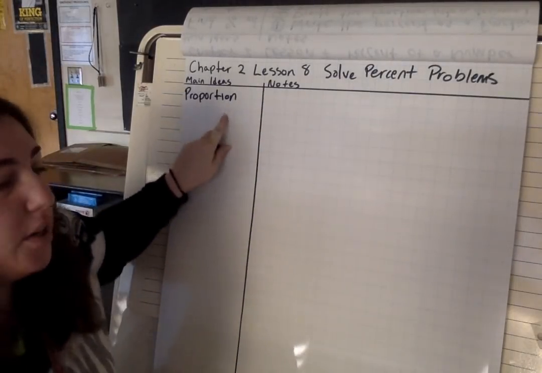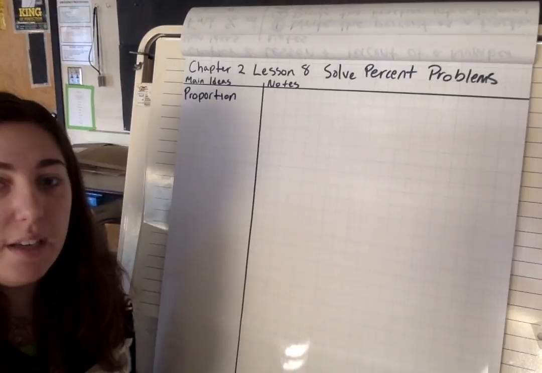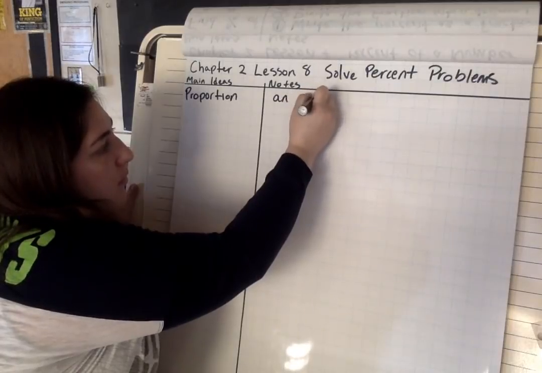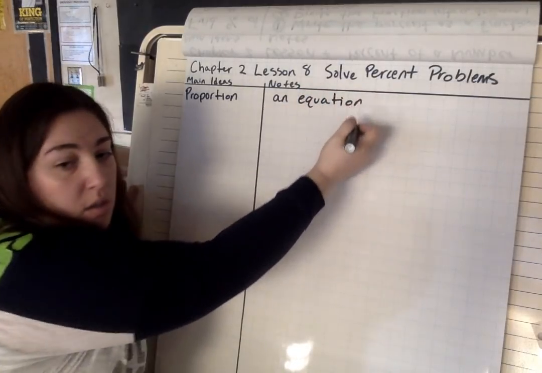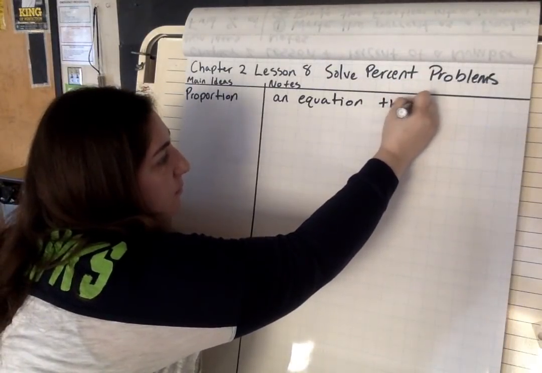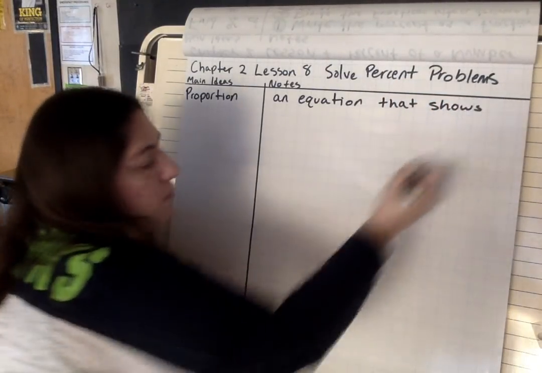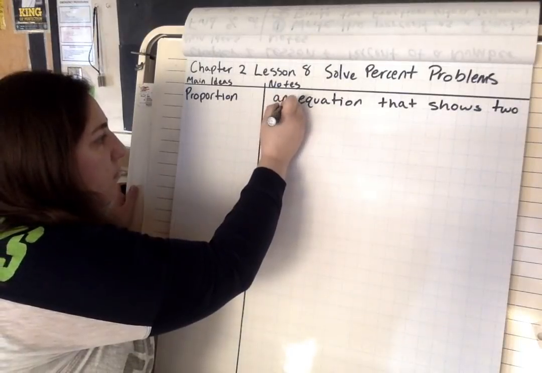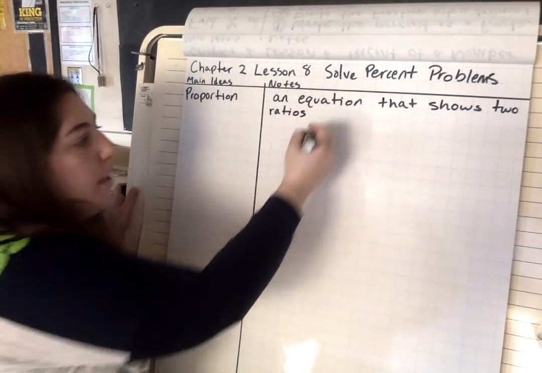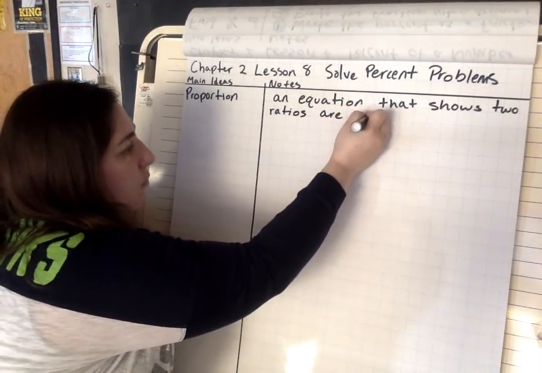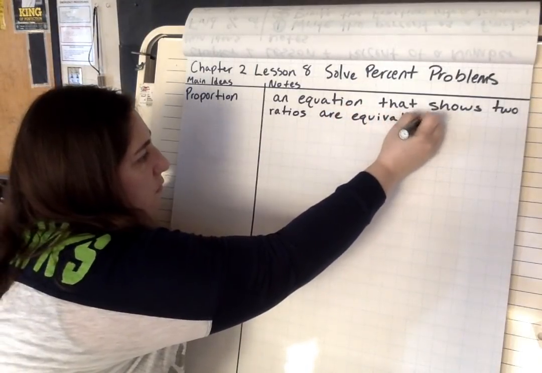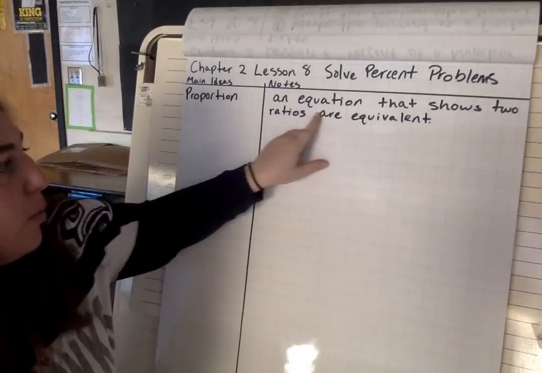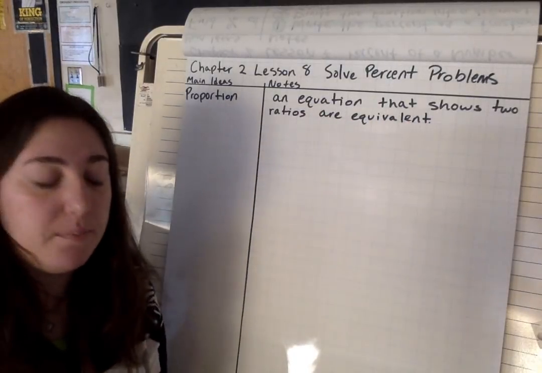Okay, so proportion. That's how you pronounce it. And proportion means an equation that shows two ratios are equivalent. Okay, so proportion is an equation that shows two ratios are equivalent.